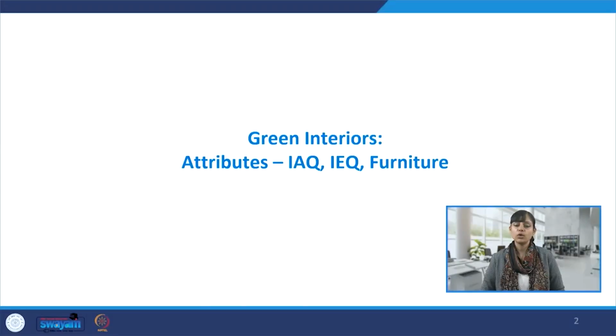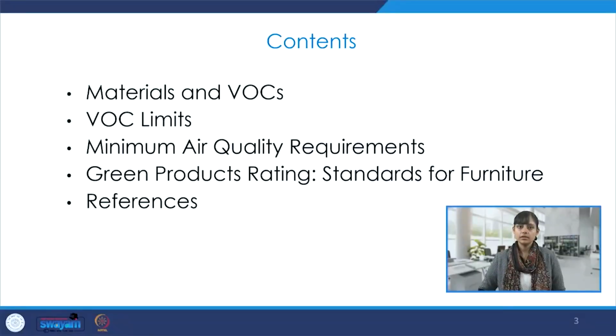So today we are going to talk about green interiors, especially focusing on the attributes which are IAQ, IEQ, and furniture. We talked about IAQ and IEQ in an overview manner, and the importance of attaining a certain indoor air quality and indoor environment quality, which is important for health and well-being for the users when they inhabit an interior space. So broadly speaking, the contents for today are materials and VOCs.